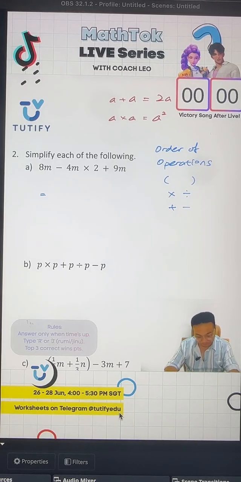Okay? So, students, are you ready to type your answer? This is quite a straightforward question. I'm going to start the countdown timer. Remember, boys, you're from Team Gino. Girls, you're from Team Rumi. When you give your answer, please type the letter R or the letter J so that I know which team you're from and I can give you points. Are you ready? I'm going to start the timer now.